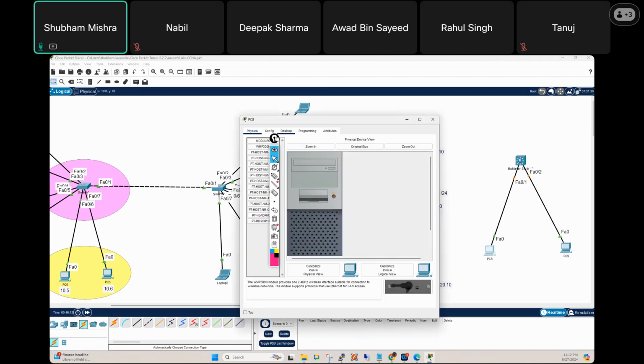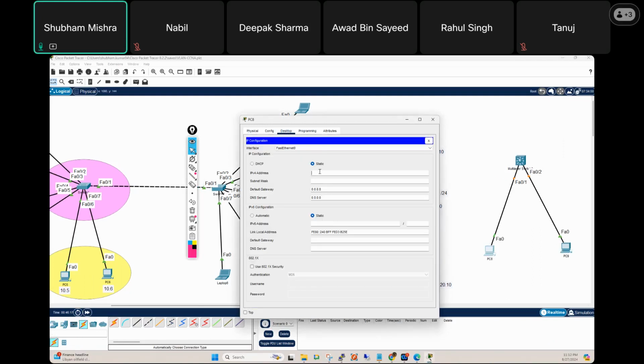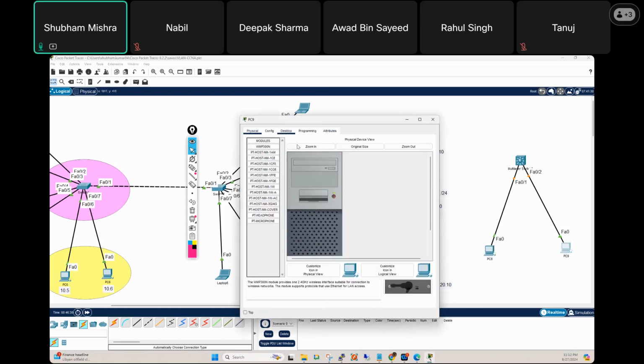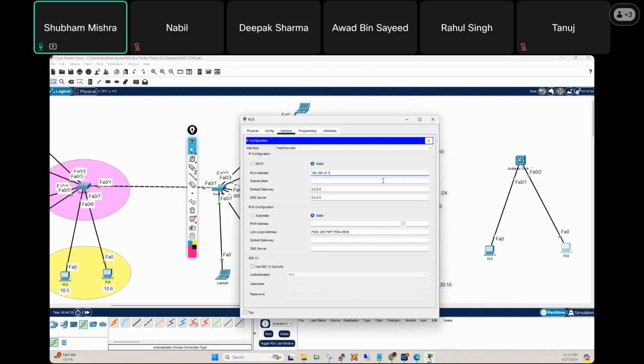Here I configure, let's suppose, the IP address, the same IP address which we used that time, 192.168.10.1, and the default gateway, the same, 10.10.10.10. Here I will configure 20.1. Are you done? Yes. 20.1, and here we will configure 20.10.